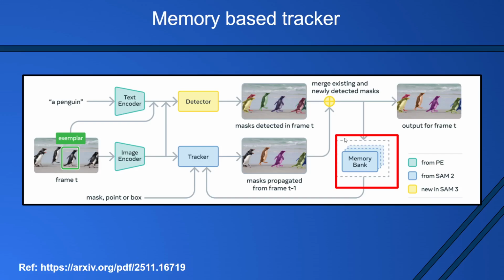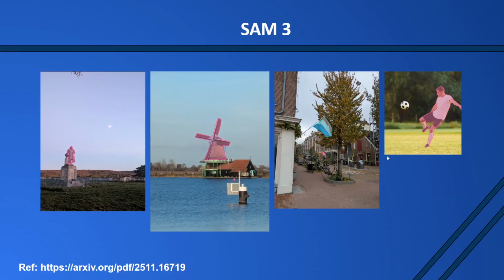Sam3 also keeps and expands the interactive refinement tools from previous versions. You can add positive or negative clicks, draw boxes, or provide additional example images. The model immediately adjusts its understanding and refines the segmentation of all similar objects, either in a single image or throughout a video. Sam3 delivers a new level of precision and flexibility in computer vision.